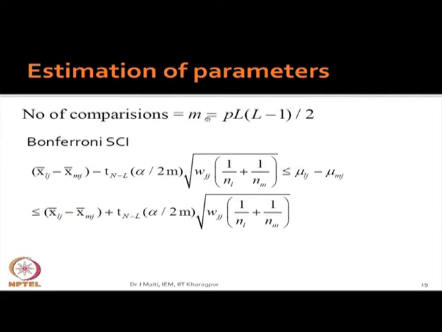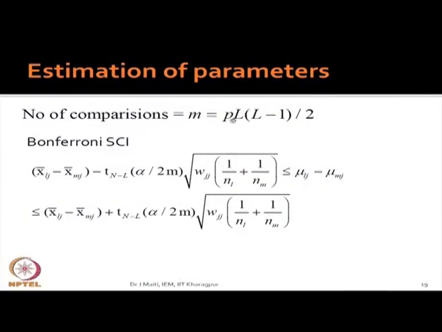Now, how many comparisons are possible from the variable point of view? There are L populations, and you are comparing 2 at a time. Then L into L minus 1 by 2 will be the number of comparisons, because if there are 3 populations, 3 into 3 minus 1 by 2, that is 3 comparisons. If there are 4 populations, 4 into 4 minus 1 by 2, that is 6 comparisons possible. 6 comparisons possible means 6 mean vector comparisons.